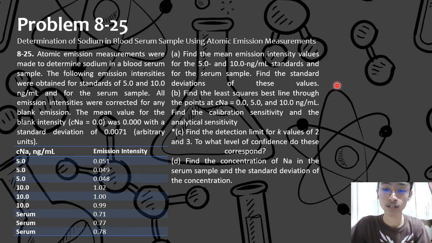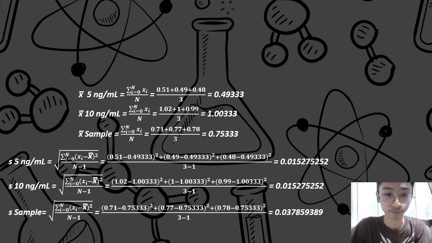B. Find the least squares best line. Plot the points at concentration of sodium 0.0, 5.0, 10.0. Find the calibration sensitivity and analytical sensitivity. C. Find the detection limit for K values of 2 and 3. To what level of confidence do these correspond? D. Find the concentration of sodium in the serum sample and standard deviation of the concentration.